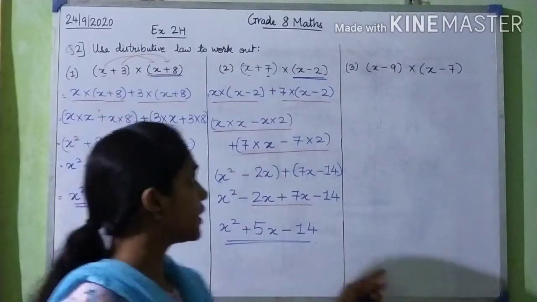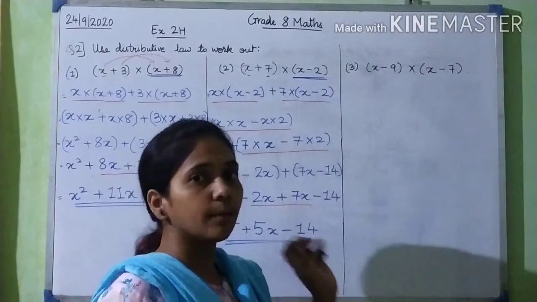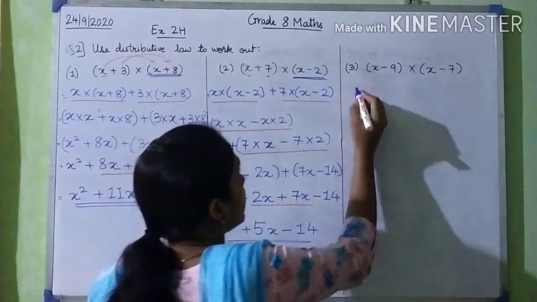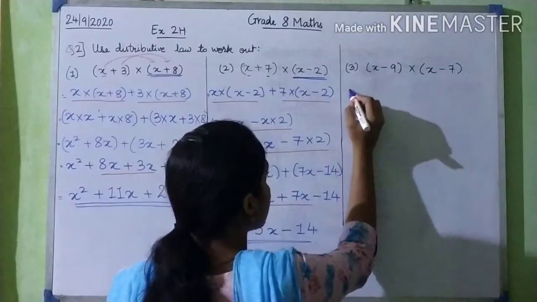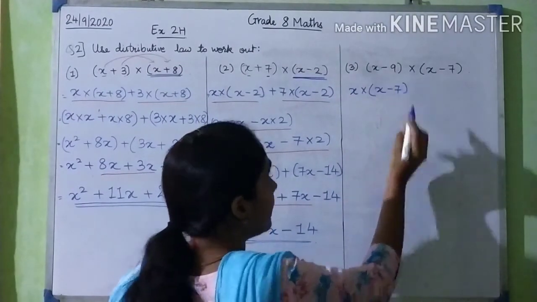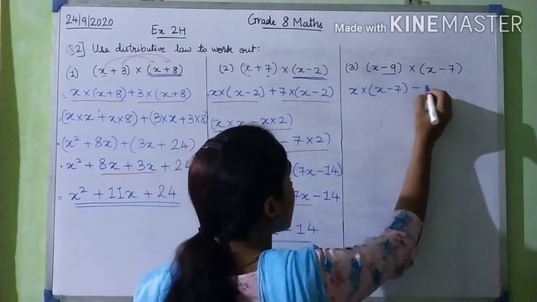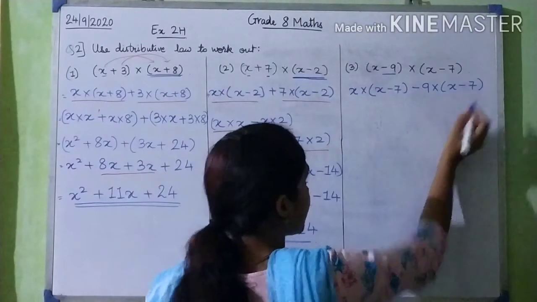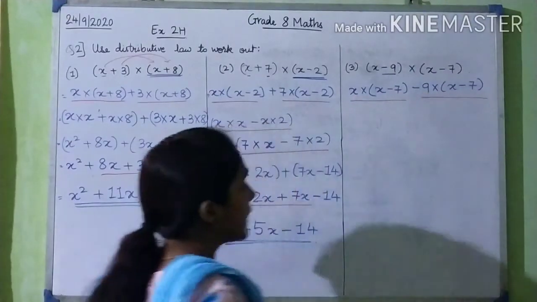Okay. Now the third one, both the expressions are having a minus sign in between. So first what we will do, we will split this expression as a product of this. Okay. So x will get multiplied to x minus 7 and then minus 9. This number is minus 9. Okay. So minus 9 will get multiplied to the whole second expression x minus 7. Okay. So this is our first part and this is our second part.